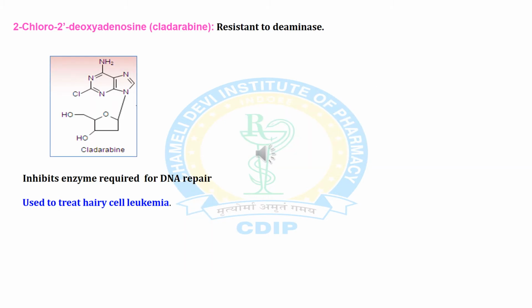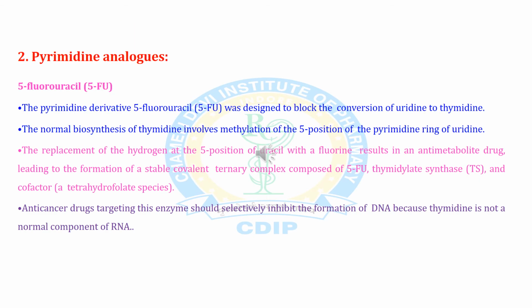Next drug in the purine analogs after 6-mercaptopurine is Cytarabine. This is also just a copy of Vidarabine. It inhibits an enzyme required for DNA repair and is used to treat hairy cell leukemia. Next class is pyrimidine analogs.